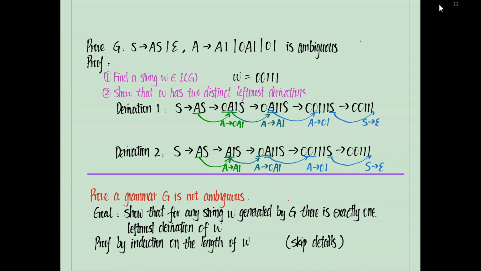Alright, we have talked about a two-step procedure to prove a given grammar is ambiguous. What if we want to prove a grammar is not ambiguous? Well, that's not so easy. Here the goal is to show that for all strings w generated by this grammar, there is exactly one leftmost derivation of w. And this requires a proof by induction on the length of w. I will skip the details.